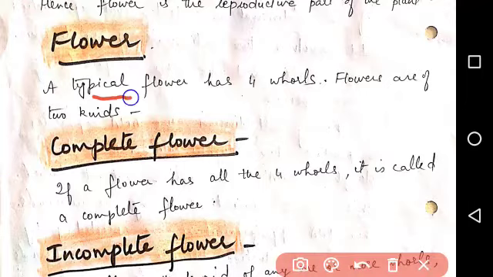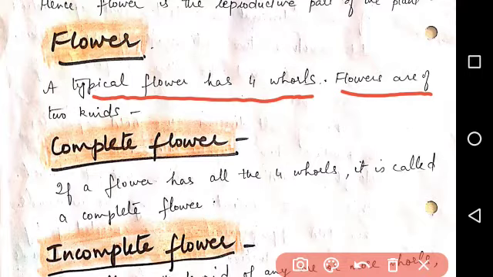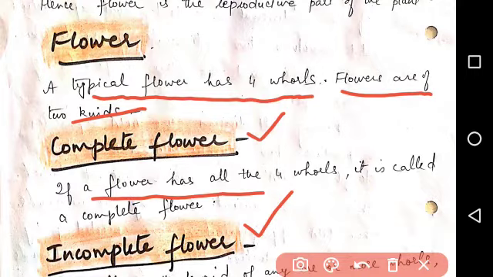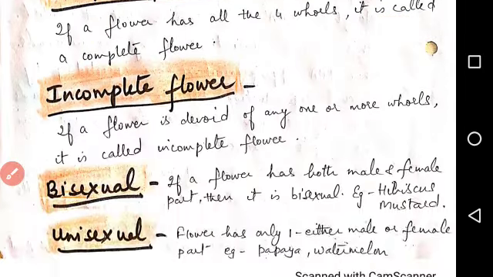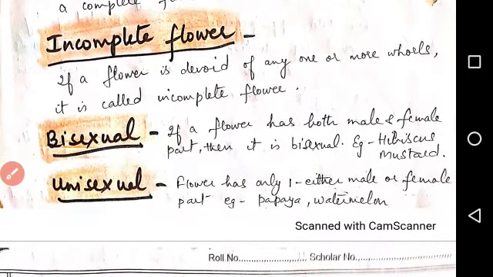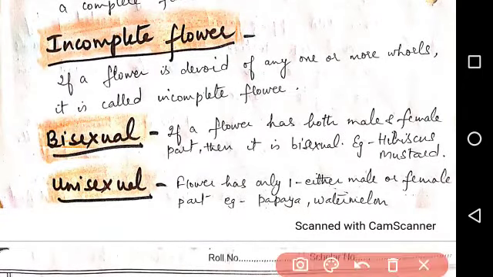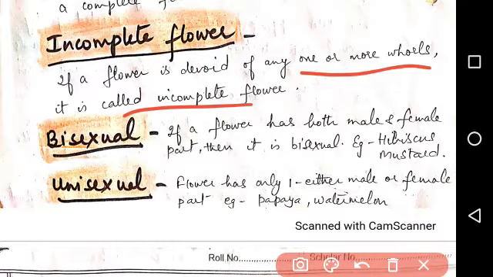A typical flower has 4 whorls. So depending upon the number of whorls present in a flower, flowers are of two kinds: complete flower and incomplete flower. If a flower has all the 4 whorls, it is called a complete flower. But if a flower is devoid of any one or more whorls, then it is called an incomplete flower.